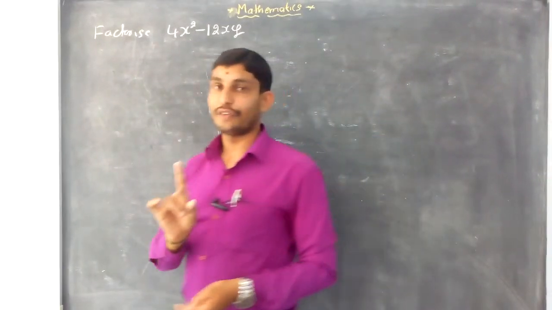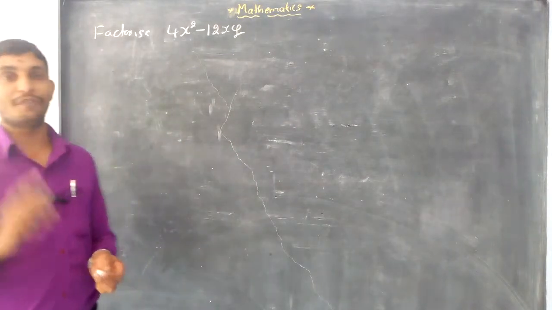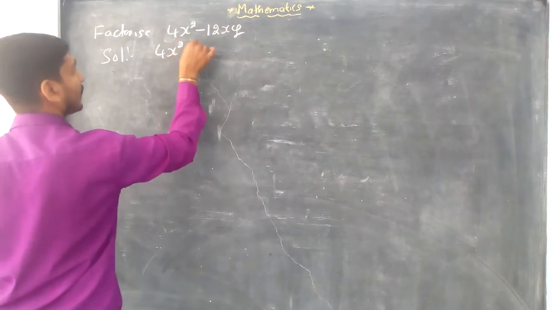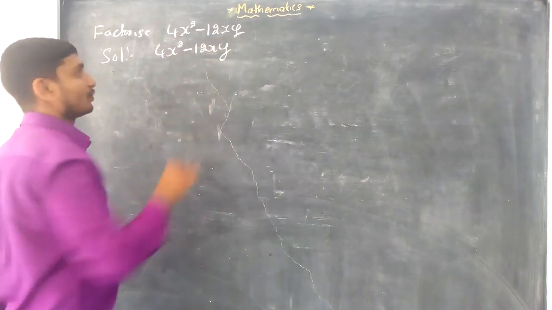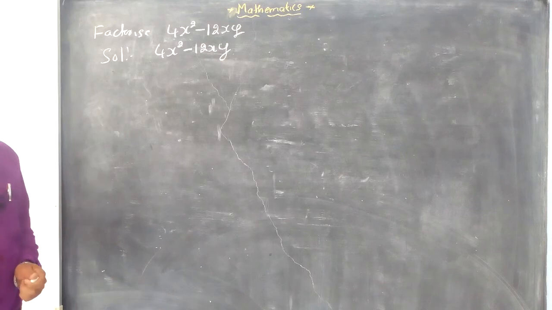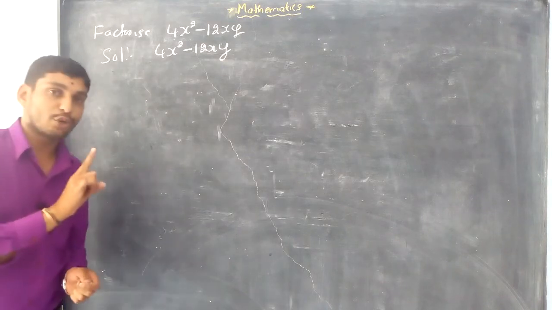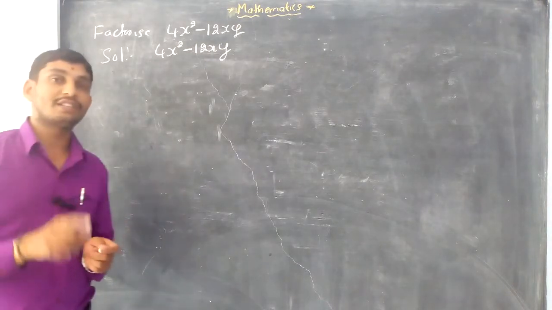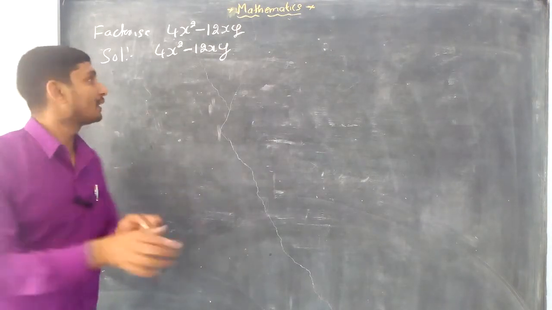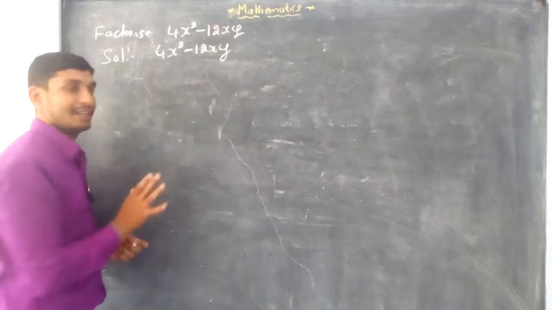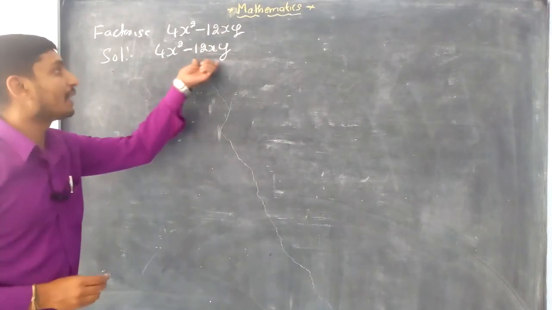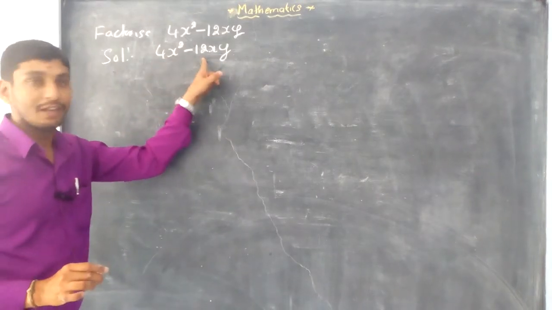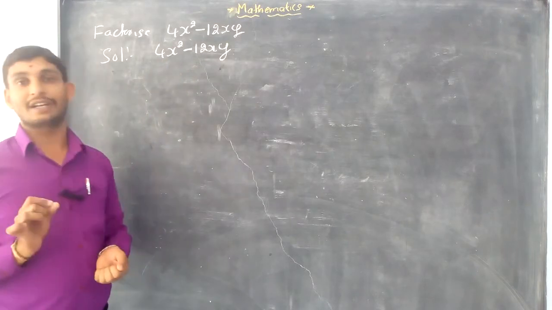Okay, first of all, go for the first method, that is taking a common factor method. Before that, write the question and solution. What is the question? Factorize 4x square minus 12xy is the question. Now you are going for which method? By using taking common factor method. The name only suggests you have to take common factor in these two. Here 2 terms are there. First you have to take the common factor of 4 and 12.